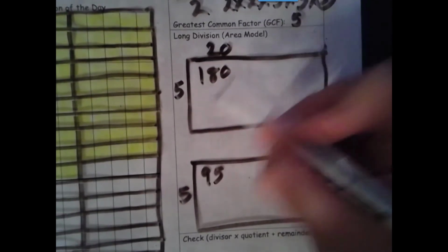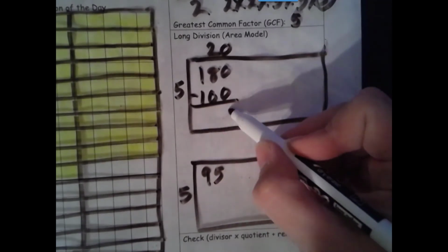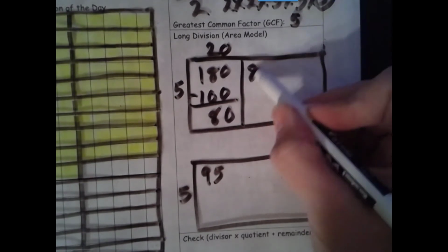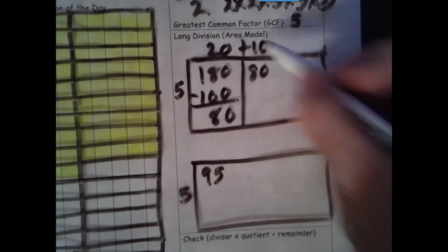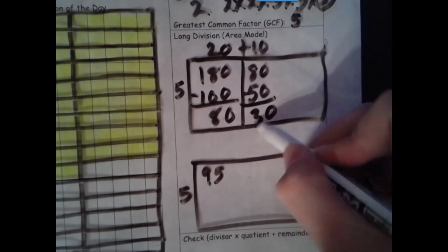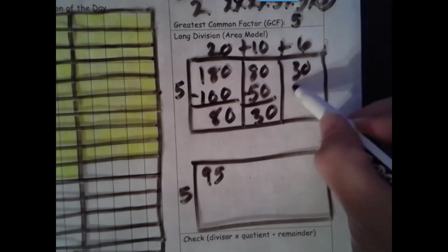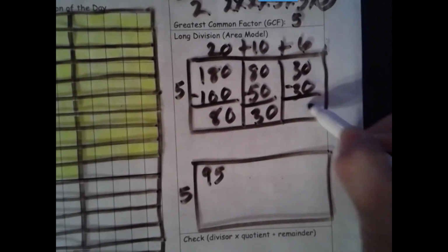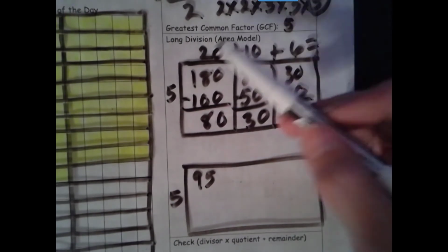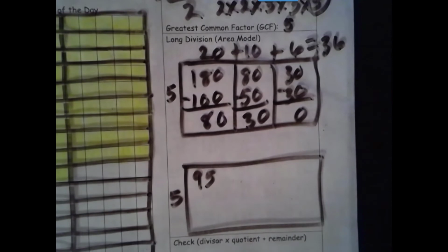20 nickels makes 100 cents. Numbers the same, zeros a game, more on top, no need to stop. Let's see, 10 times 5 is 50. Numbers the same, zeros a game, more on top, no need to stop. And then 6 times 5 is 30. Numbers the same, zeros a game. Add these partial quotients. 20 plus 10 is 30, plus 6 is 36.